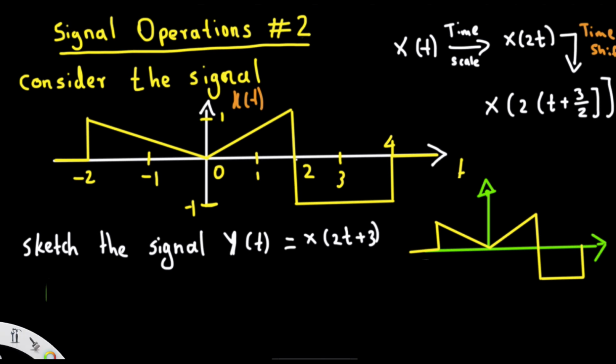If we divide negative 2 by 2, we will get negative 1. 0 by 2, 0 still. So this is going to be just 0 here, and 2 by 2, that's 1, and then 4 divided by 2, that's 2. So this is going to be the graph x of 2t. Now what we have to do is shift left by 3 by 2 units. 3 by 2 means 1.5. So 1.5, negative 1 minus 1.5, we are going to have negative 2.5.